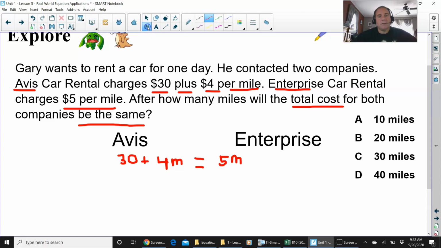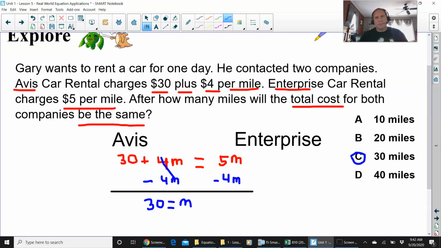So what I want you to do right now is to solve this. Go ahead, solve the problem, circle your answer, and we'll go over it when we come back. Press pause now.